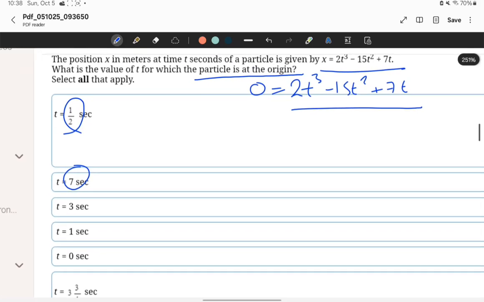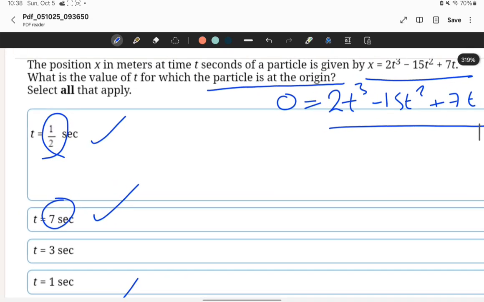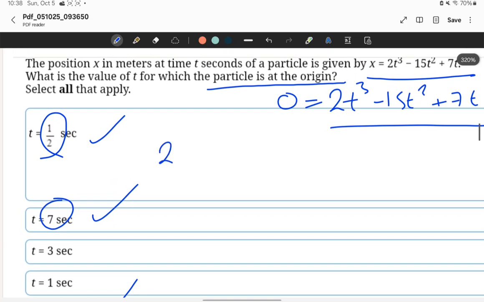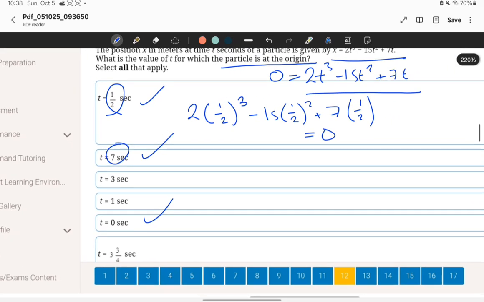So the ones here that you would get 0 is this, this, and this. All we did again is just substituting. So 2 into 1 over 2 cubed minus 15 into 1 over 2 squared plus 7 into 1 over 2. You get in the end 0, so it's an option. Same thing for 7 and 0. If you substitute one of these, you get a value that's not 0, so they don't count.